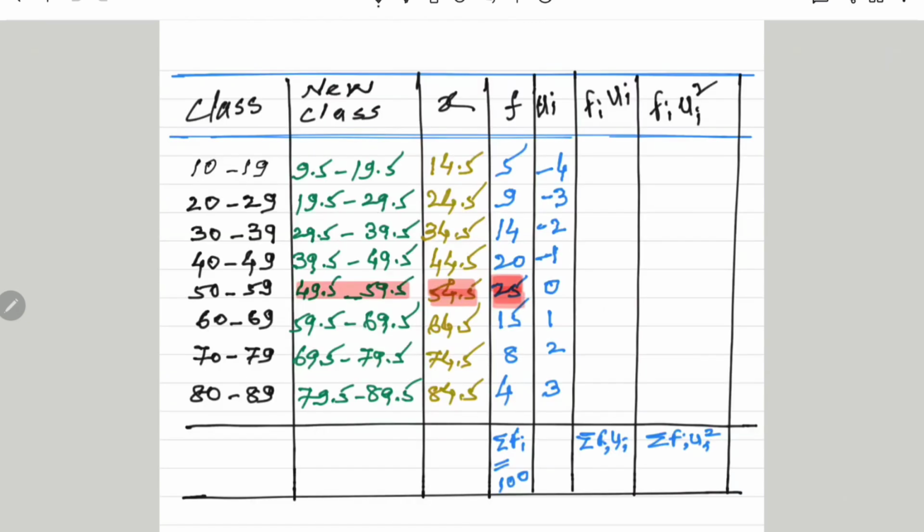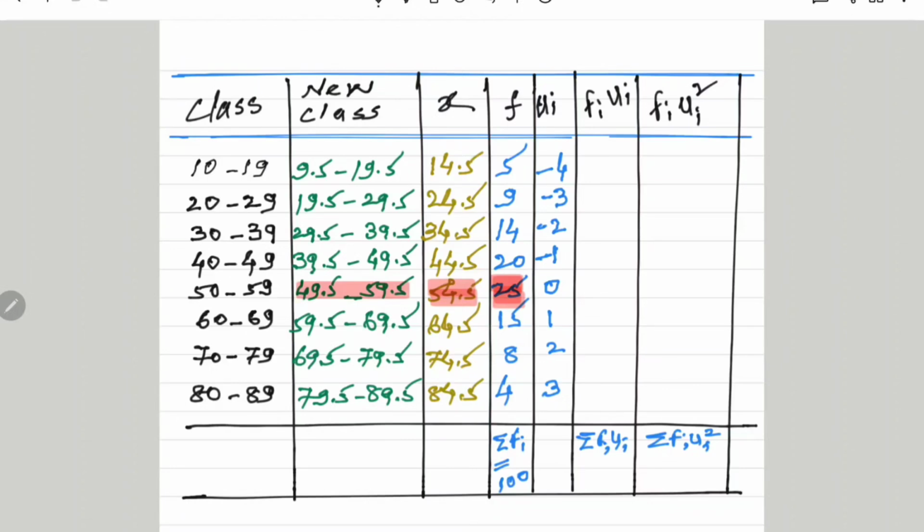Class, then new class which we have to perform, then midpoint x, corresponding frequencies f, ui, fi ui and fi ui square. All these columns, 1, 2, 3, 4, 5, 6, 7 columns, we have to make. In the first column I will substitute the original values of class 10 to 19, 20 to 29, 30 to 39 up to the last, 80 to 89.